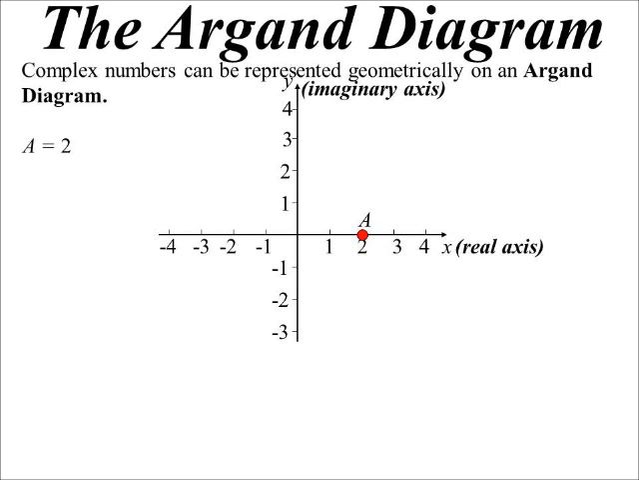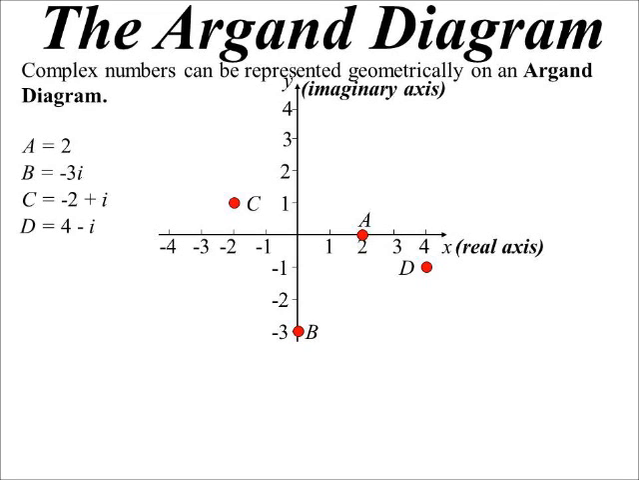So if I wanted to plot the number 2, no big deal. We put it there at 2, same as we always have. But if I wanted minus 3i, that one would go on the imaginary axis at minus 3. But what happens if it's a mixture of real and imaginary? Minus 2 plus i, we just plot the point (minus 2, 1).